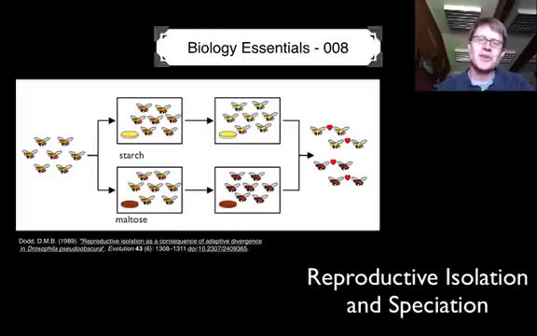Hi, it's Mr. Anderson, and welcome to Biology Essentials video number 8. This is on reproductive isolation and speciation. In other words, how we go from one species to two. And we do that through reproductive isolation, or isolating them reproductively.